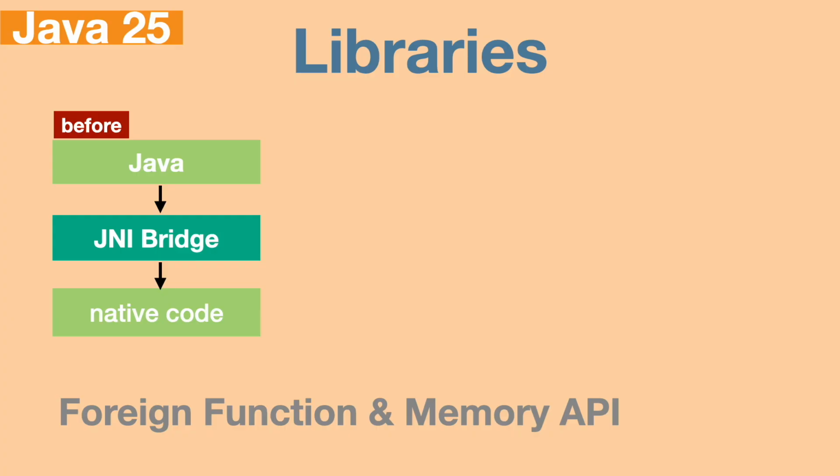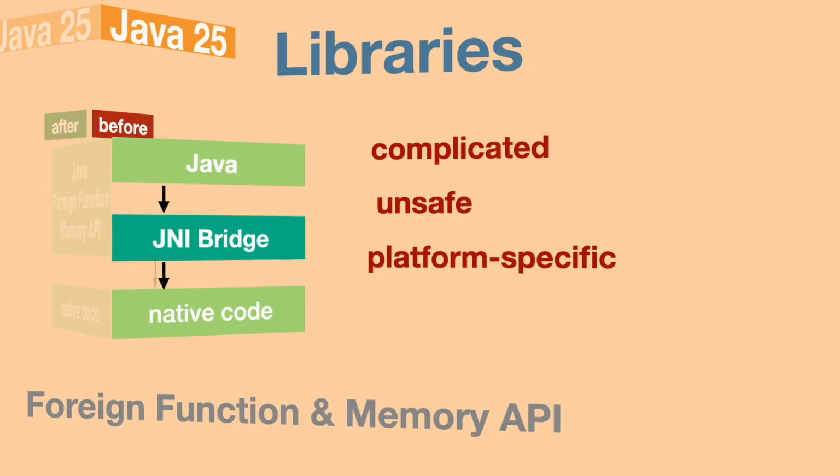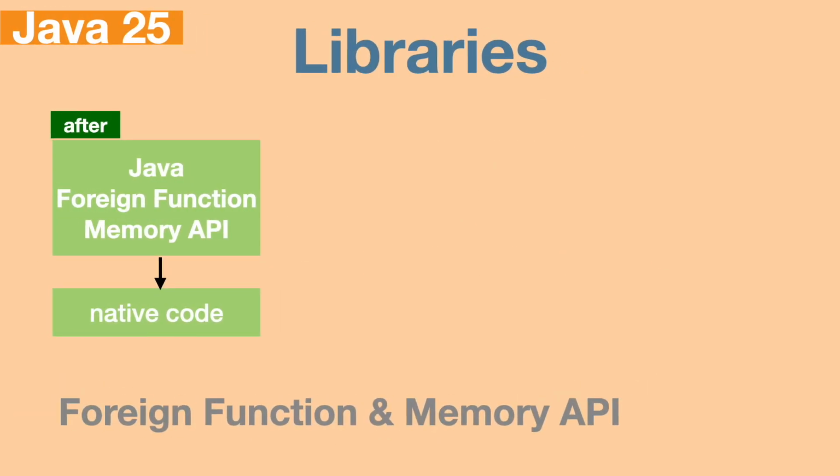The next change removes Java's biggest pain when talking to native code. Before, libraries had to use JNI, complicated, unsafe, and platform-specific. Now, with the new foreign function and memory API, Java can call C libraries directly and manage native memory safely. Developers get faster, safer, and more portable libraries without changing a single line of code.